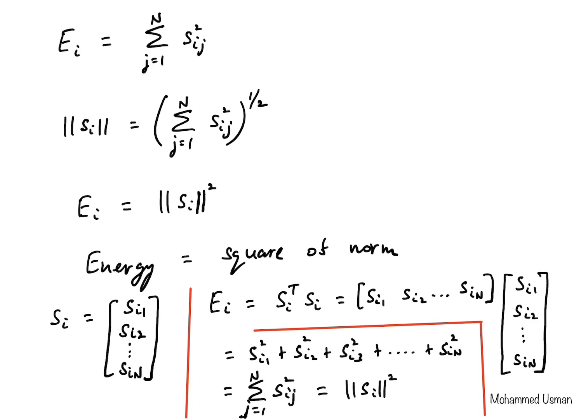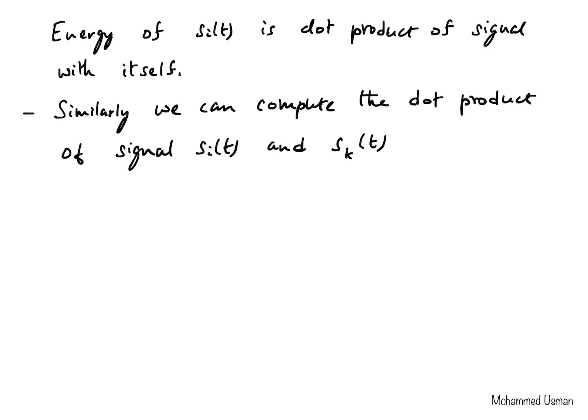Now likewise we can compute the dot product of the signal with another signal. If we have Si transpose into Sj, then we have the dot product of two signals Si and Sj, and that gives us an indication of the angle between those two signals. Because if the dot product is 0, then the angle between the two signals is 90 degrees. That means the signals are orthogonal to each other. So we can compute the dot product of two signals in a similar way.